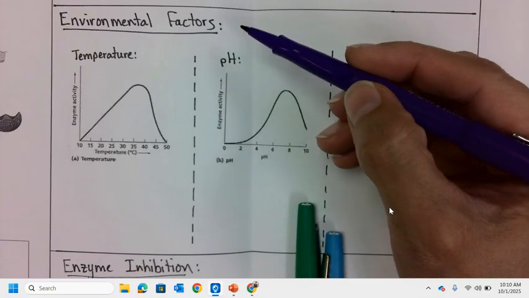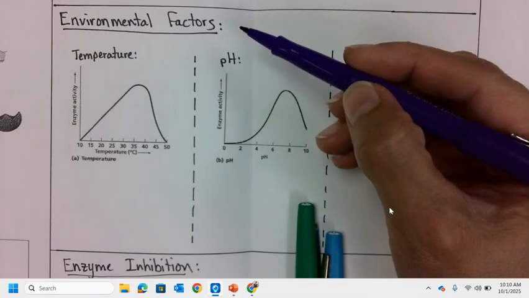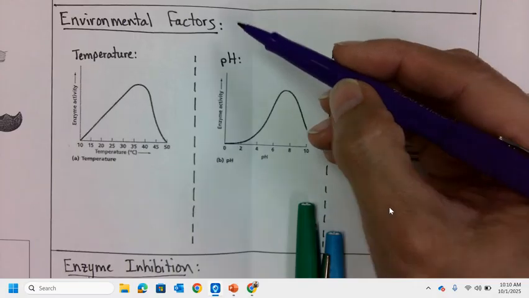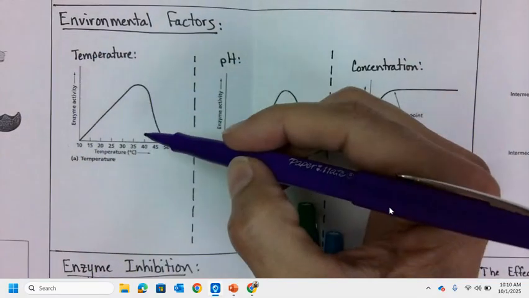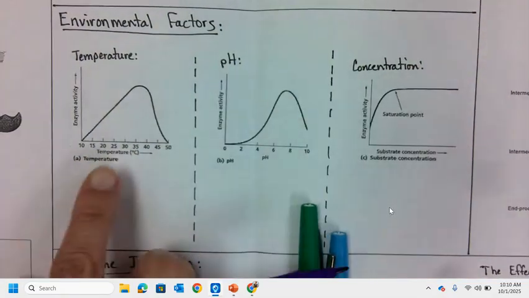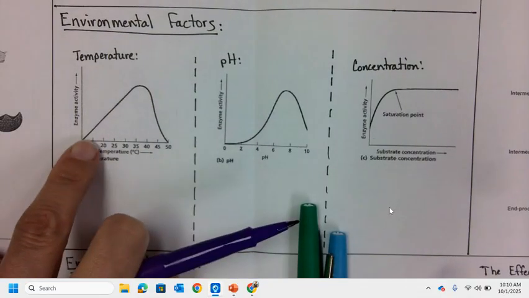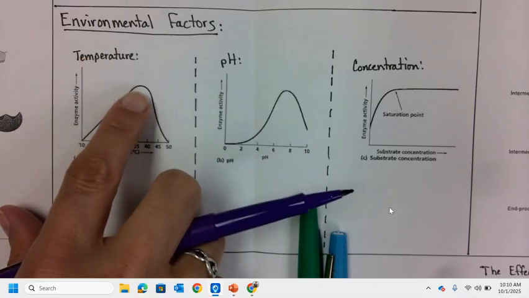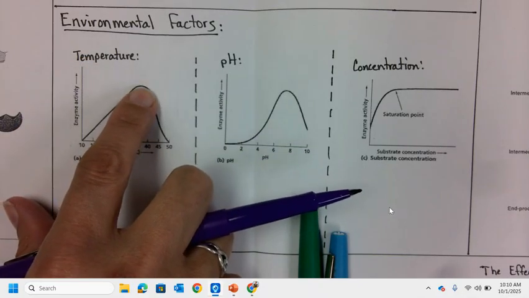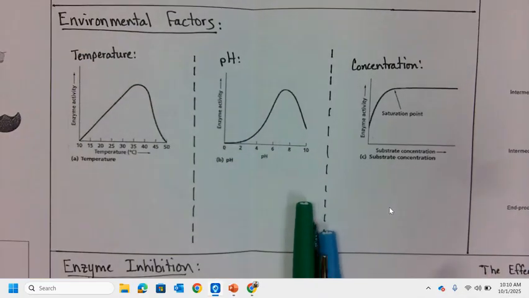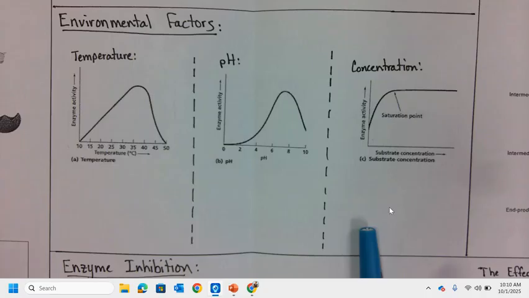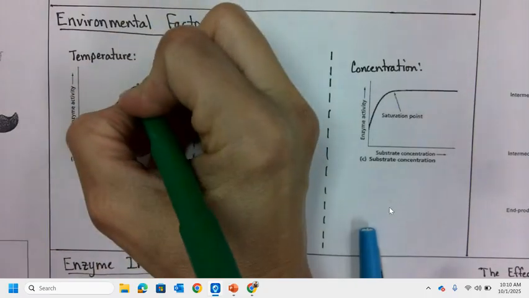This video is on factors that impact enzyme activity. We'll start by talking about environmental factors, specifically temperature. When we look at this temperature graph, on the x-axis is temperature increasing, and on the y-axis is enzyme activity. You can see that there's a peak in enzyme activity here, and that is called the optimum temperature for this specific enzyme.